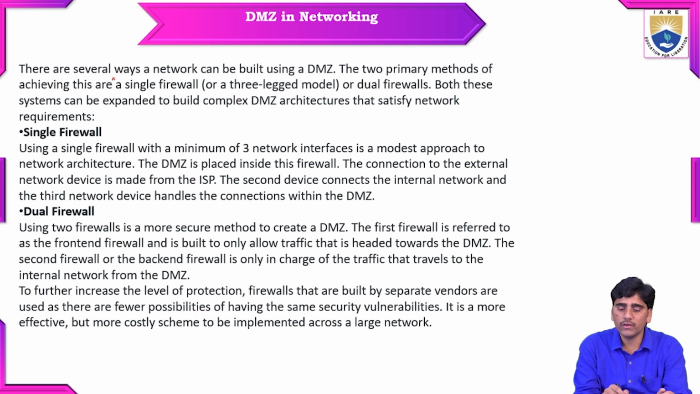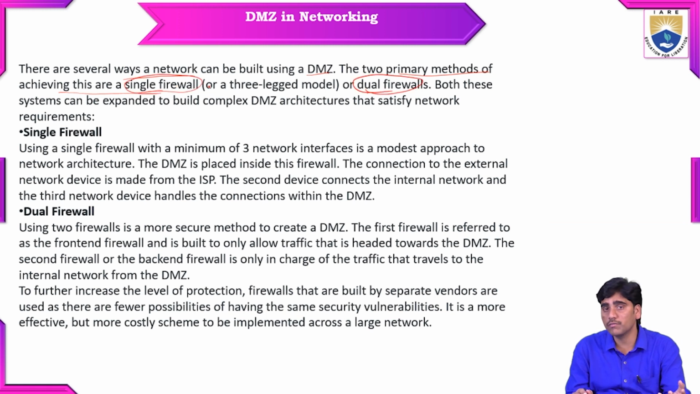There are several ways a network can be built using a demilitarized zone. The two primary methods of achieving this are single firewall and dual firewall. Both these systems can be expanded to build complex demilitarized zone architectures that satisfy network requirements. So the first one is single firewall, and the second is the dual firewall configuration.